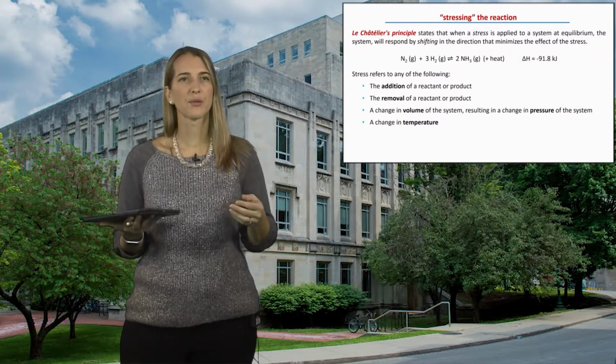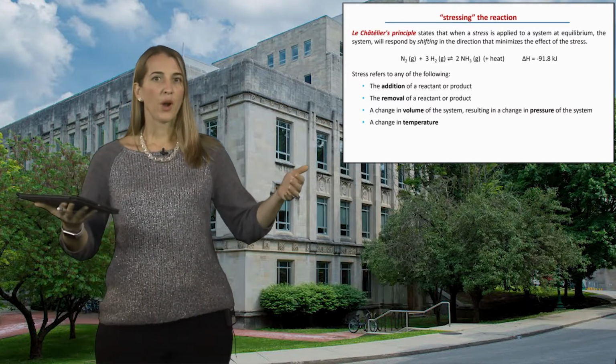Now, what are these stresses that we're talking about to the system? One thing you could do to stress it would be to remove or add some reactant or product. You could also change the volume of the system. When you look at the reaction here, we have N2 and H2 gives us NH3, the reaction for the synthesis of ammonia.